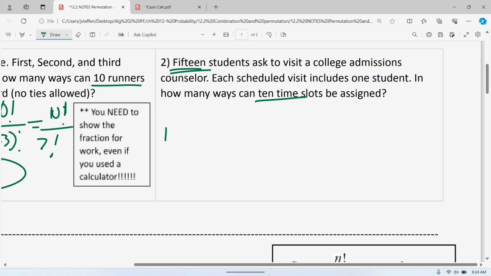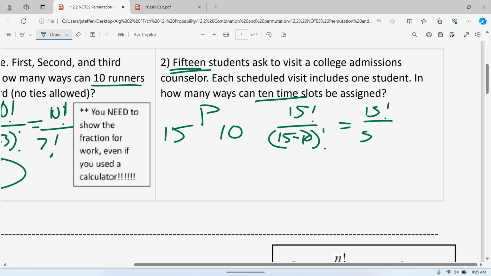15, 10. Now for this one, it's really hard to tell that the order matters, but the big deal with this one is that when they're talking about scheduling like that, order is going to matter. So that ends up being 15 factorial over 15 minus 10 factorial. So that is 15 factorial over 5 factorial.